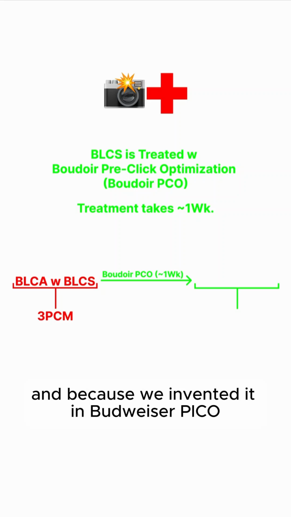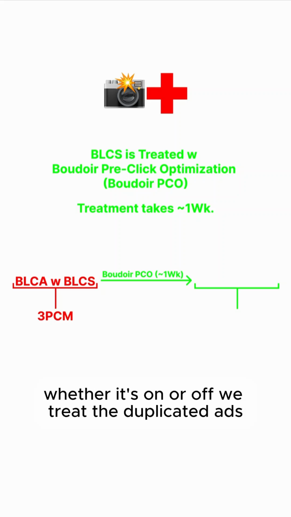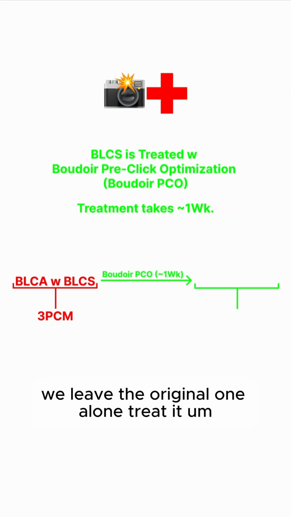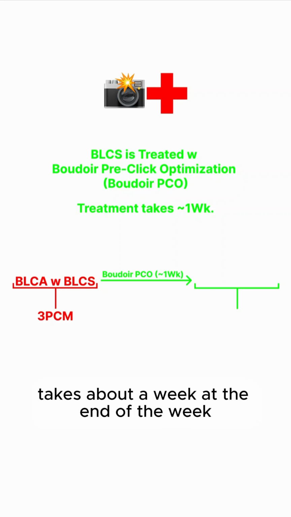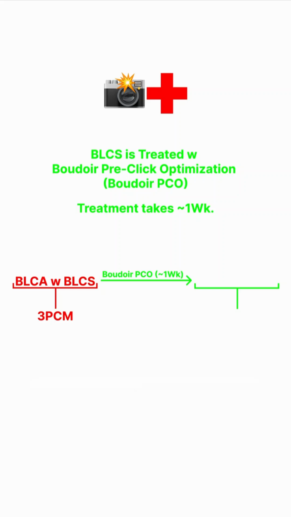In Boudoir Pico, we duplicate the current Boudoir Facebook ad, whether it's on or off. We treat the duplicated ad, so we leave the original one alone. Treat it, takes about a week. At the end of the week, we keep whichever one rolling has the better metrics.